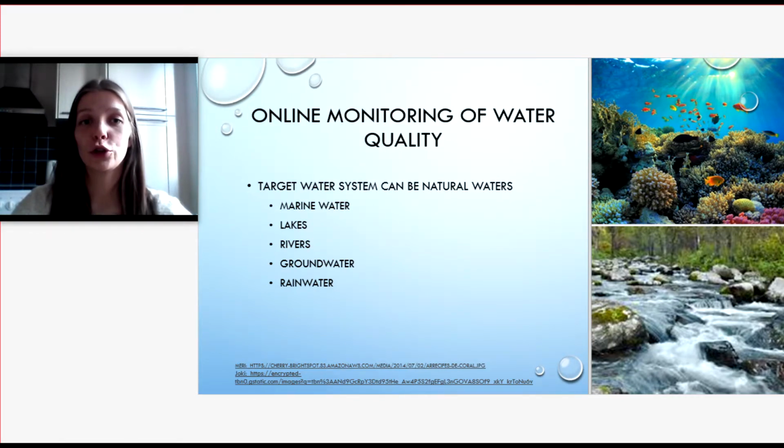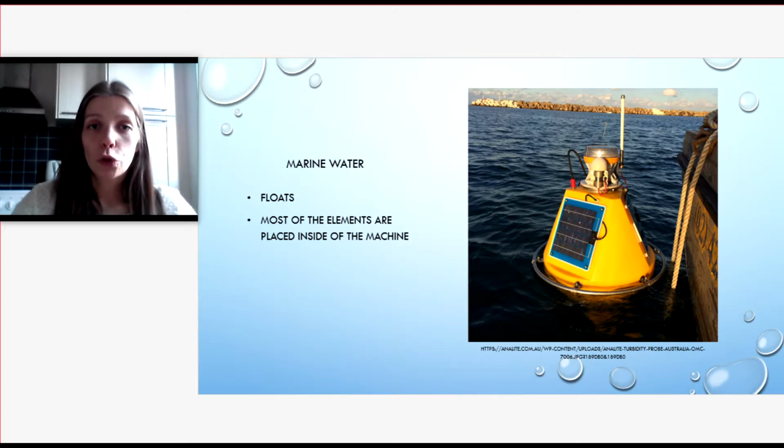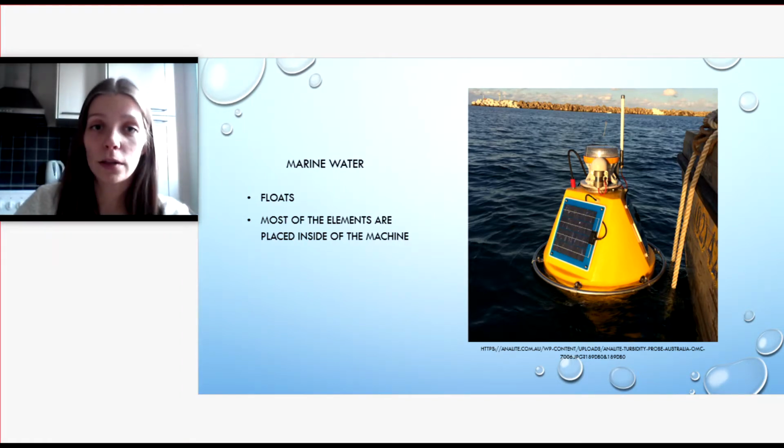Next, I will show you a couple of pictures of different kinds of monitoring systems. Here is a picture of a machine that is designed for a marine environment. It is floating on the surface of the water, and as you can see, there are not many elements outside of the machine, but most of them are placed inside.